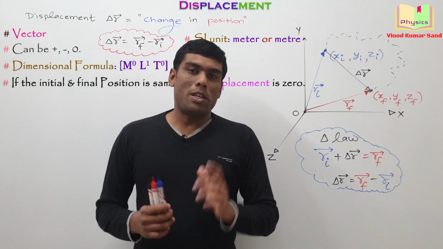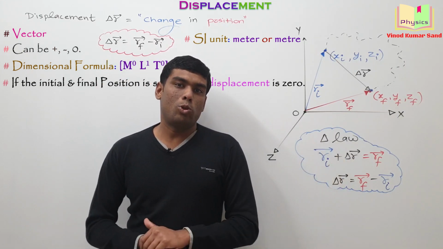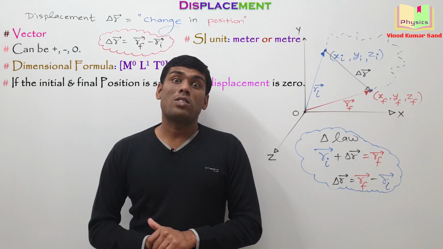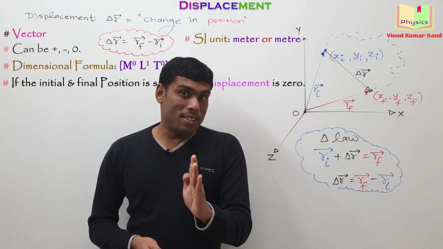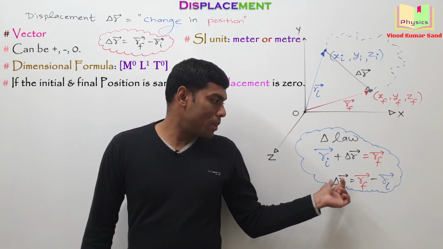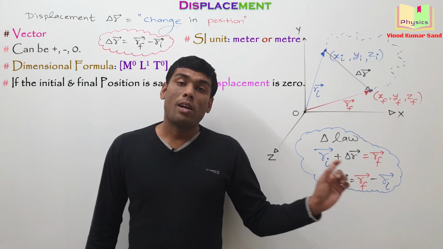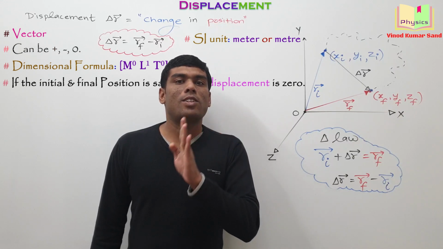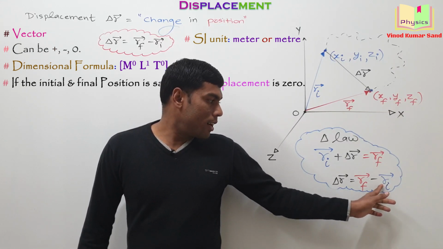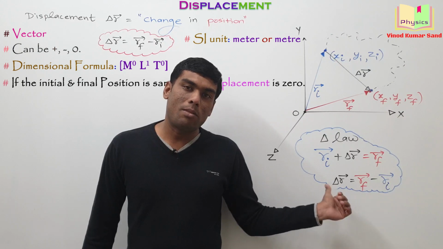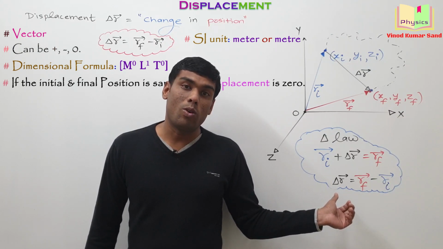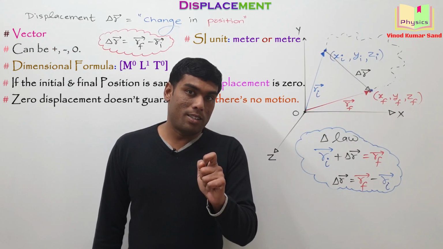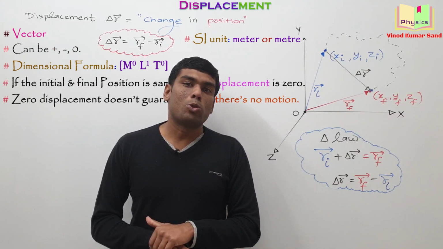Does the 0 displacement guarantee that there is no motion? What is your opinion? The answer is no. If a particle is at rest, then you will have the 0 displacement, initial and final position are same. But if a particle moves in such a manner that finally it reaches its initial position, then our final vector and our initial vector are same, and then again displacement will be 0. So by looking at the 0 displacement, we cannot say it certainly that there was no motion.